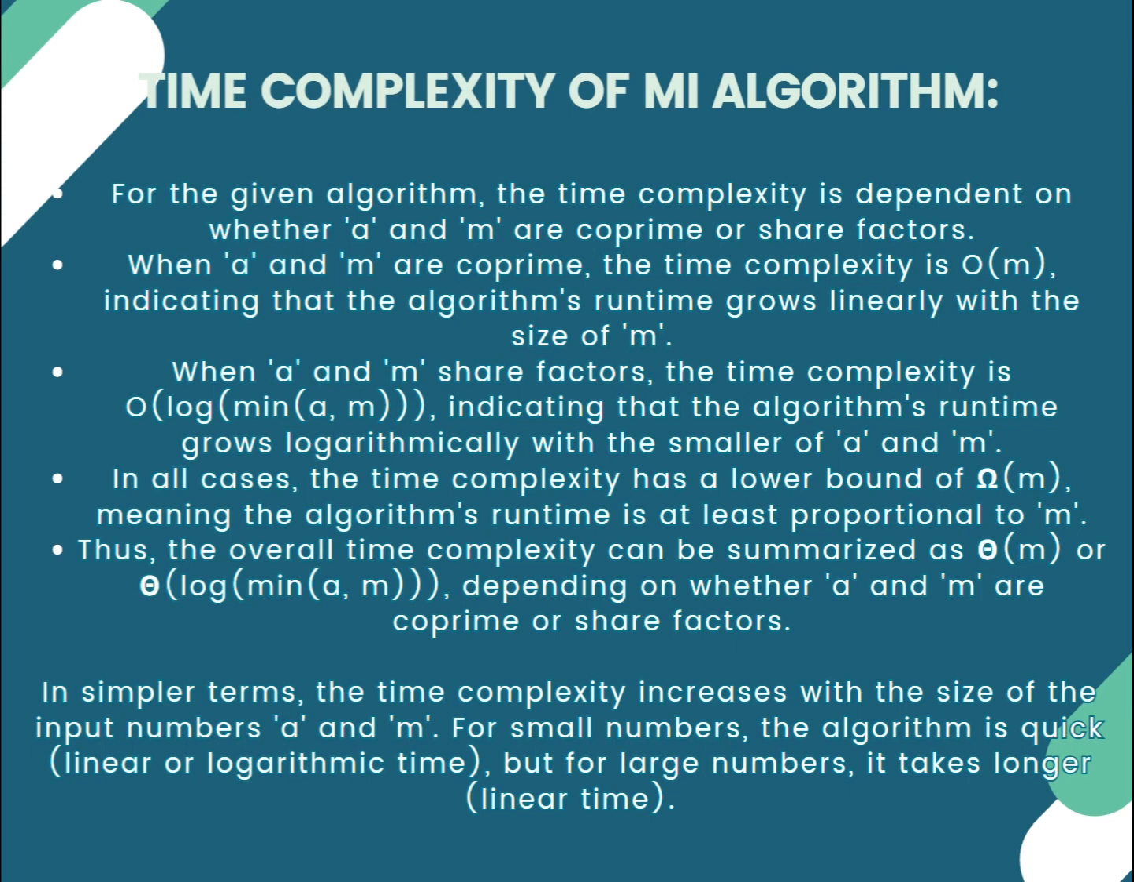In all cases, the time complexity has a lower bound of omega M, meaning the algorithm's runtime is at least proportional to M. Thus, overall, the time complexity can be summarized as theta M or theta log of the minimum of A and M. In simpler terms, the time complexity increases with the size of the input numbers. For small numbers it is quicker, and for large numbers it takes longer.